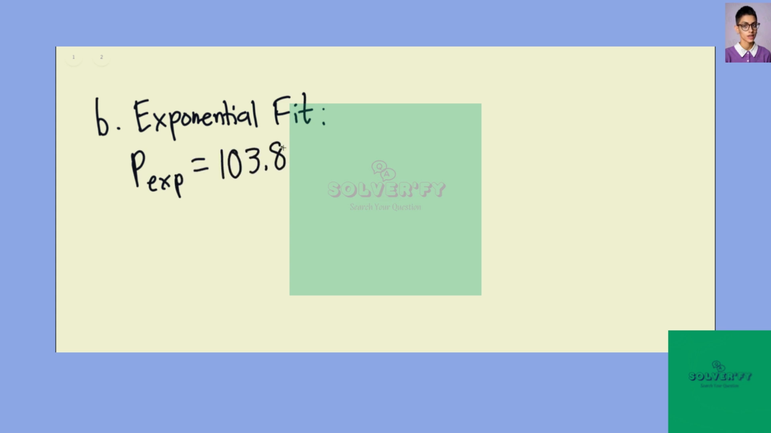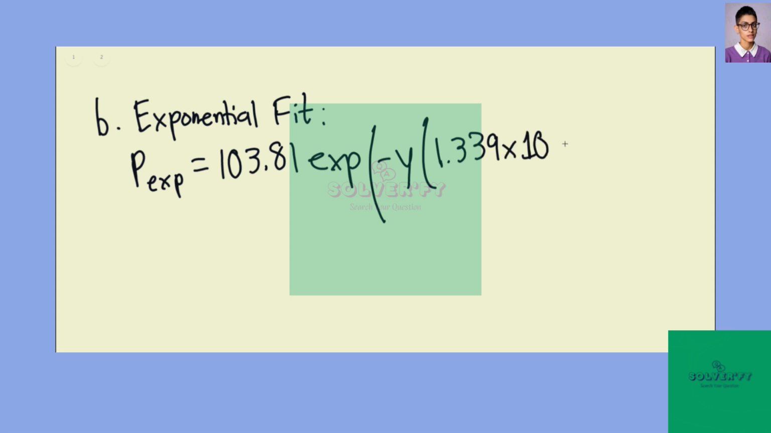Now for part B, they want us to use an exponential fit. So here it would be an exponential fit. And in Excel, they would give us P exponential would be equal to 103.81 times the exponential function of negative y times 1.339 times 10 to the negative fourth. So this would be the line of best fit if you were to model the function exponentially.